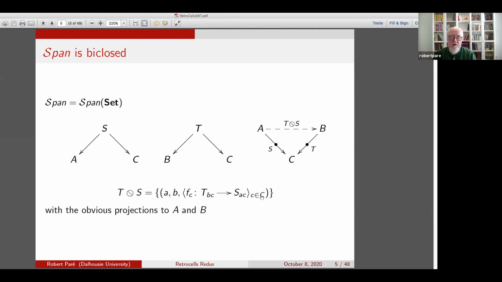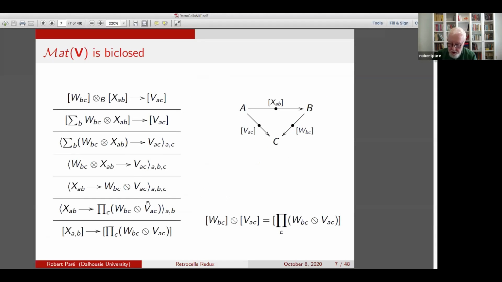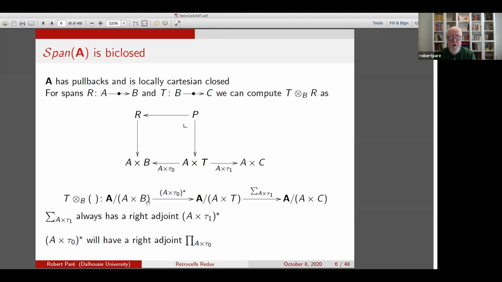Let me just give some alternate ways of looking at the closeness. Suppose A has pullbacks and is locally Cartesian closed. Then for spans R and T, this is sort of internalizing the definition that I had on the previous slide, but I'm giving a different way of looking at it.